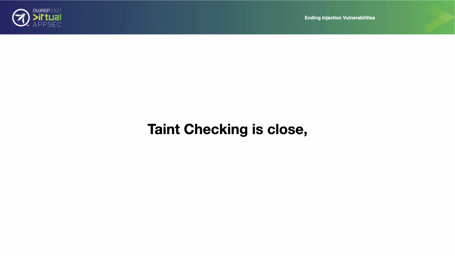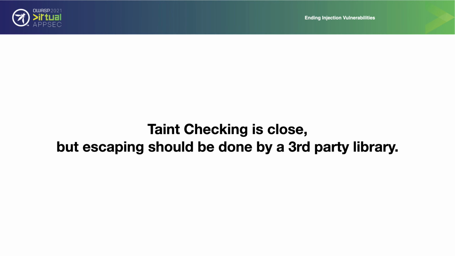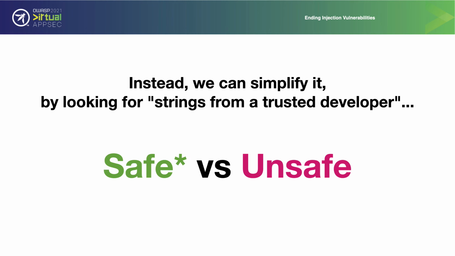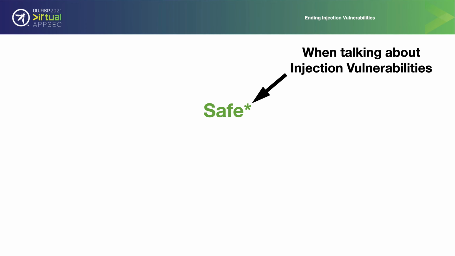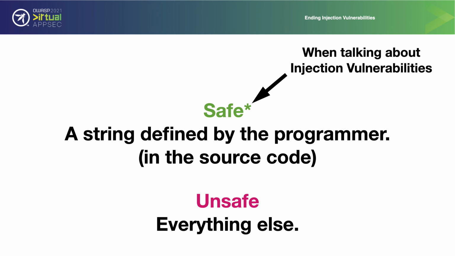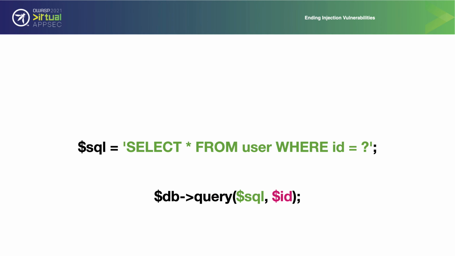Taint checking is close, but escaping should be done by a third-party library. And we can simplify it. By looking for strings from a trusted developer, we can basically shorten it to safe versus unsafe. Safe, specifically when talking about injection vulnerabilities, is strings bound by the program in the source code, and unsafe being everything else. So we go back to our examples from earlier, the prepared query.